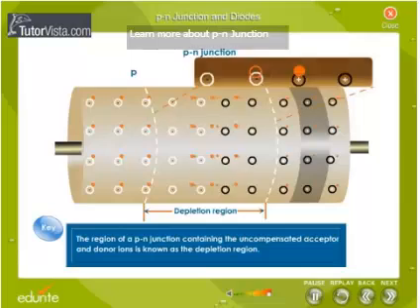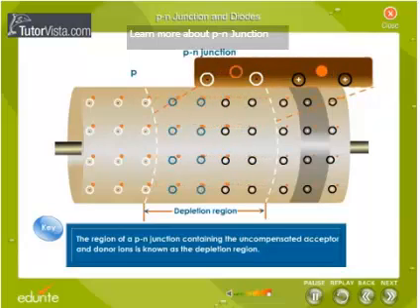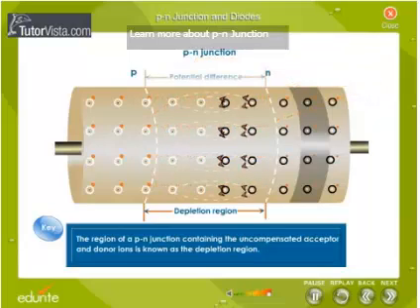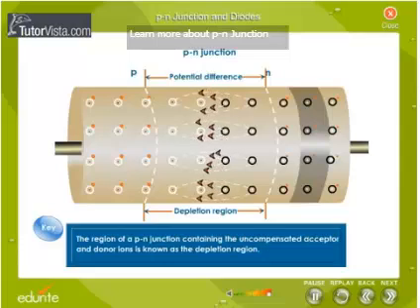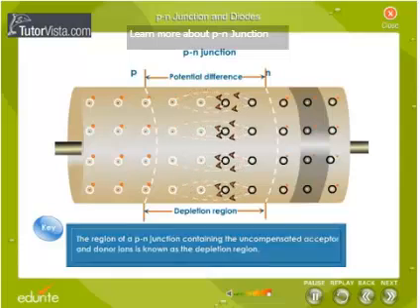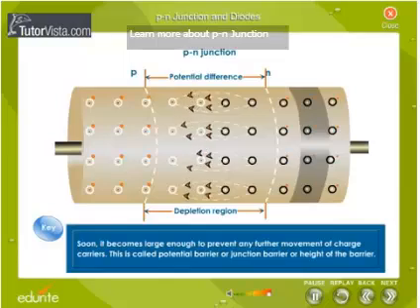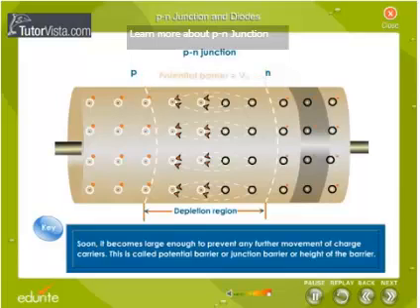The holes trying to enter the P region are repelled by the uncompensated positive charge on the donor ions, and the electrons trying to enter the N region are repelled by the uncompensated negative charge on the acceptor ions. As a result, potential difference is established across the junction. Soon, it becomes large enough to prevent any further movement of charge carriers. This is called potential barrier or junction barrier or height of the barrier.